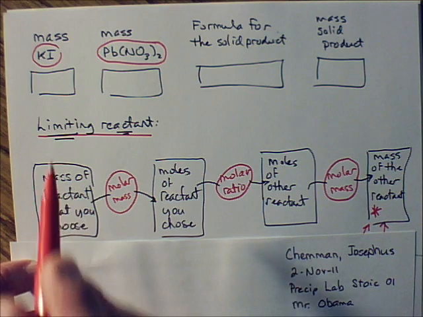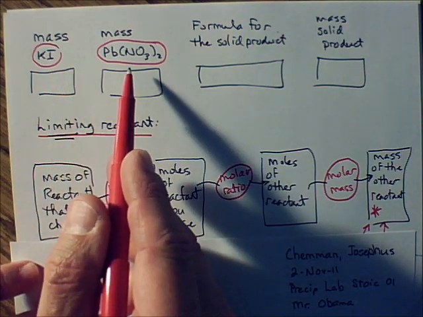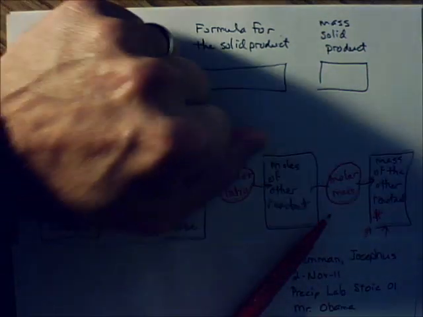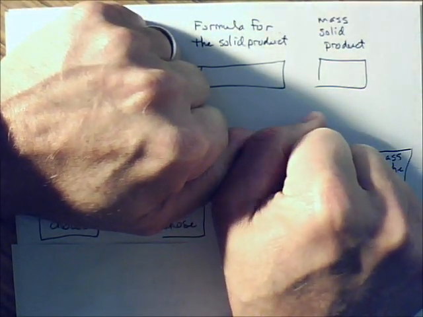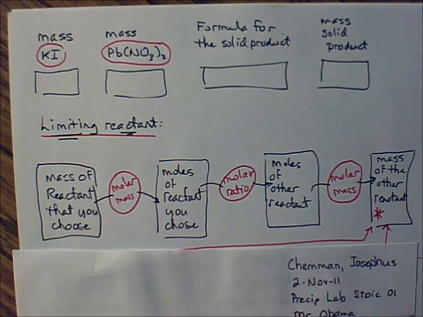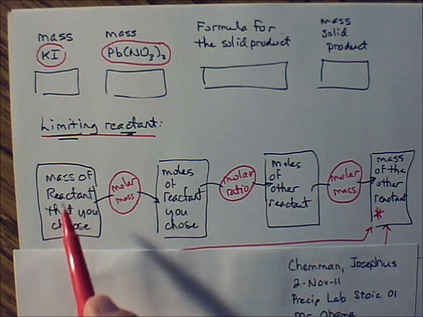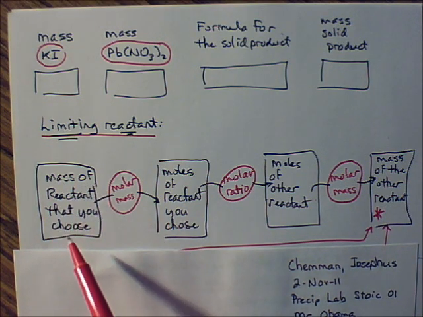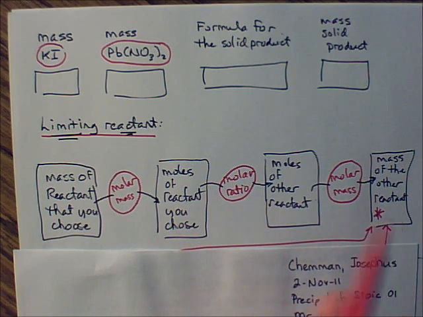I don't care whether you choose potassium iodide or lead-2 nitrate. Doesn't matter. Choose one. Here's my left hand, here's my right hand. Choose one. Okay? Now in a mass-to-mass calculation, you start with the mass of a reactant. In this case, we're going to go from one reactant to the other. But whichever one you choose, that's the one you start with.